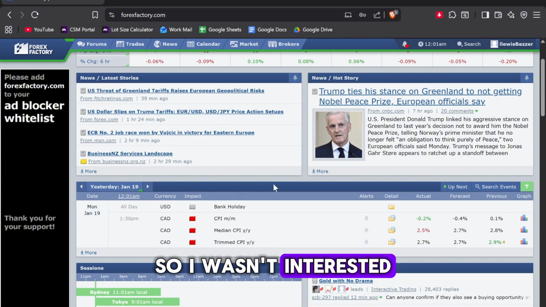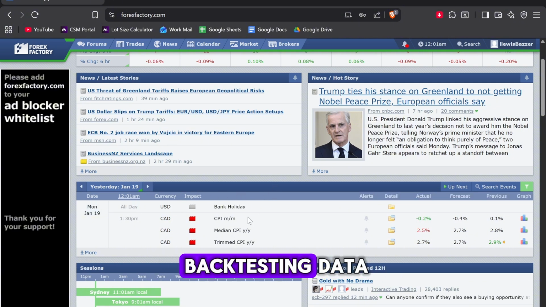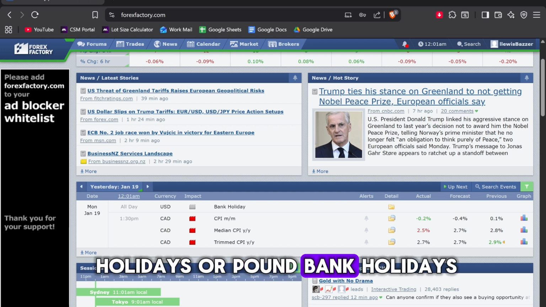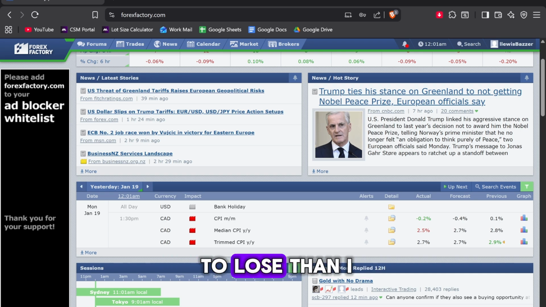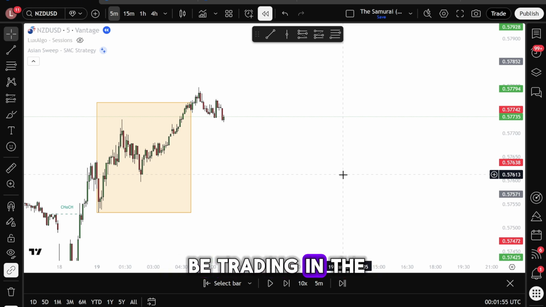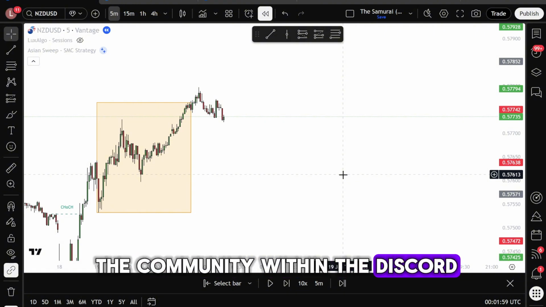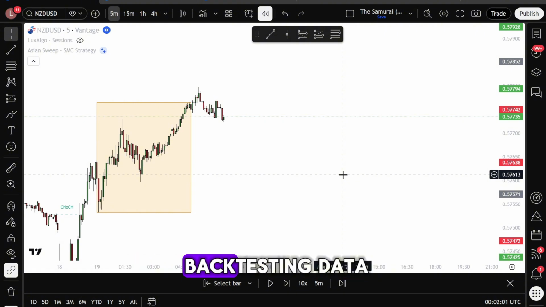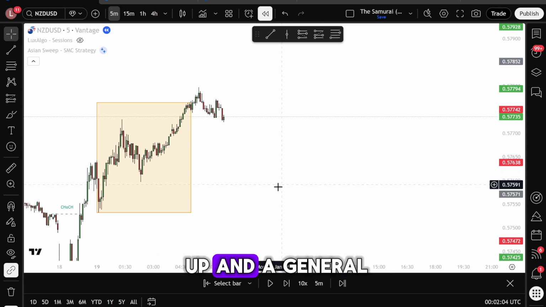So I wasn't interested in trading because based on my backtesting data, it says that if I trade US bank holidays or pound bank holidays, then I'm more likely to lose than I am win. So simply avoid trading days in terms of that. So already to start the day, I wasn't going to be trading in the live markets. I was still on call with all of the community within the Discord. We were still there as a team. We were just building backtesting data, having a good catch up and a general chit chat.